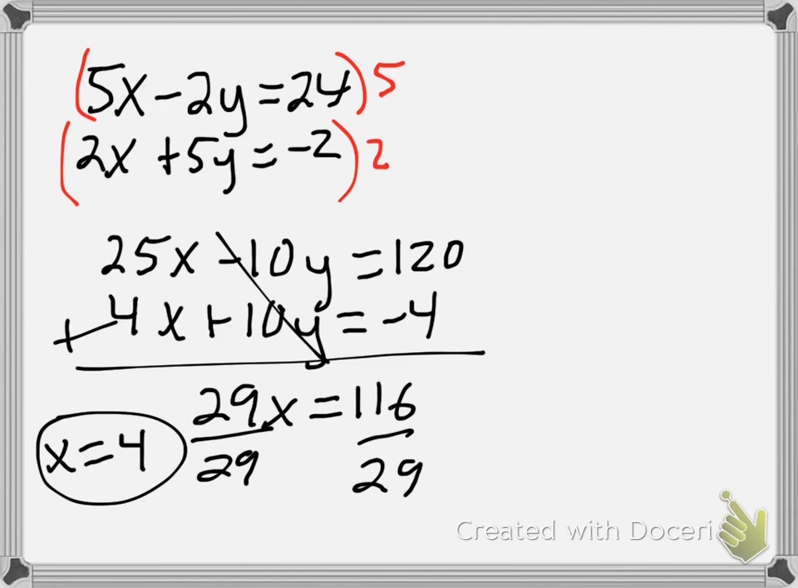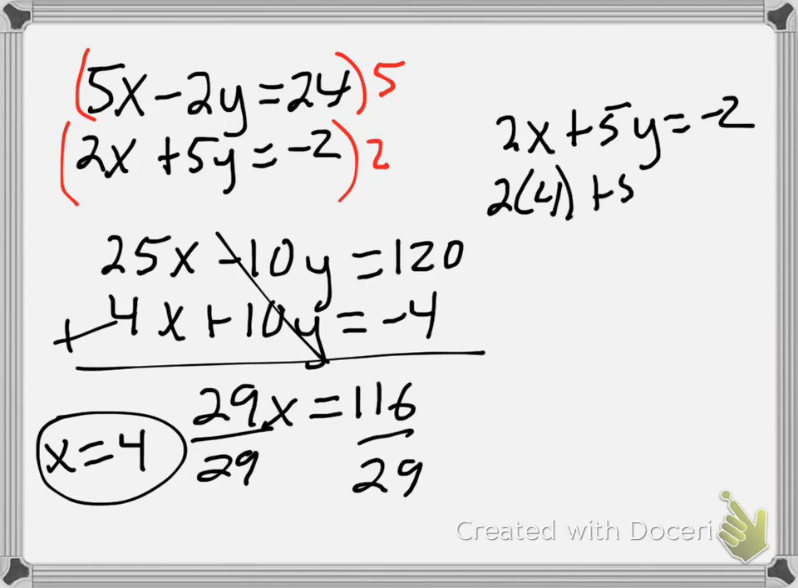So again, it's kind of up to you to pick one, either the original top or the original bottom. I'm going to pick the original bottom this time. It's just because it has smaller numbers with it. So let's say 2x plus 5y equals -2. And my x is equal to 4, so I'm going to plug in a 4 in for x. That gives me 8 plus 5y equals -2.